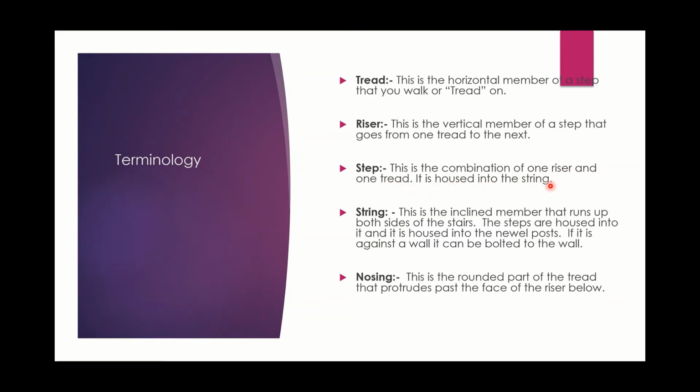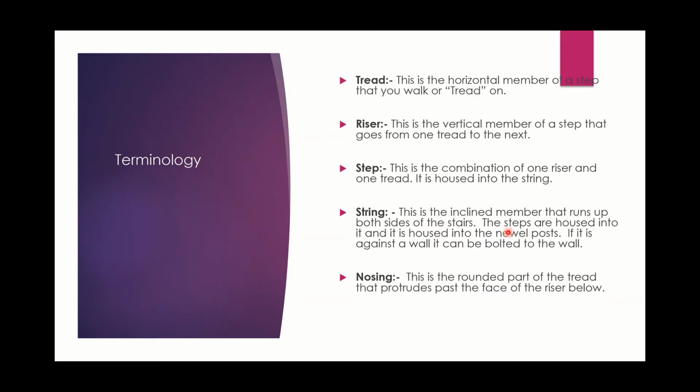Okay, again, so basically the step is a combination of this and this. So the tread is the horizontal member, the riser is the vertical member, the step is both of those together. Now, the string. This is the inclined member that runs up both sides of the stairs.